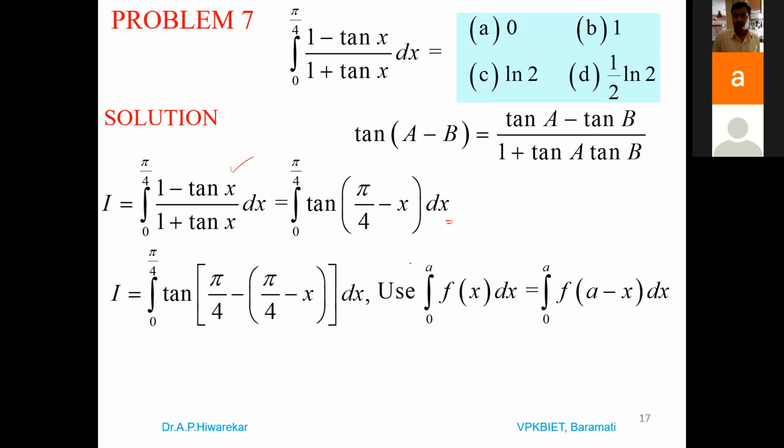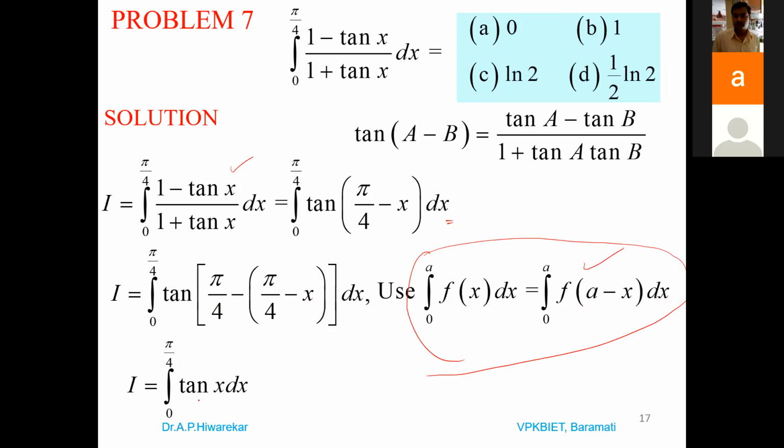Then apply another standard result: integration from 0 to a of f of x dx is integration of f of (a minus x) dx from 0 to a. So here you replace a as pi by 4. So tan of (pi by 4 minus (pi by 4 minus x)); that will cancel and you will get tan x. So integration I is tan x dx from 0 to pi by 4.